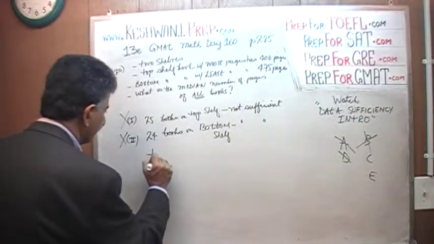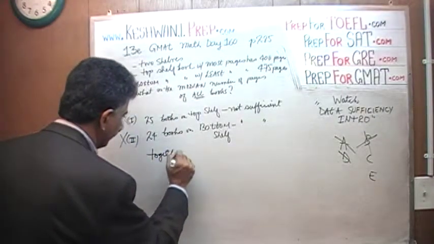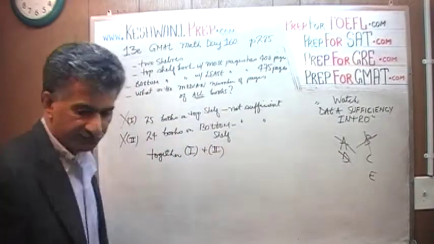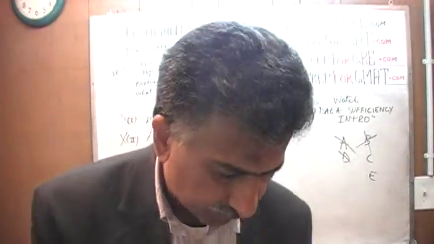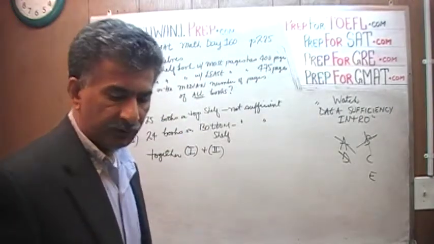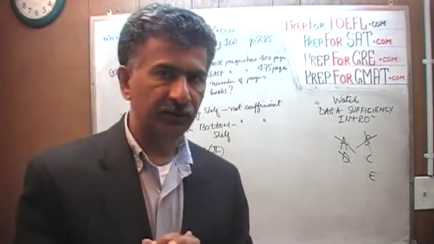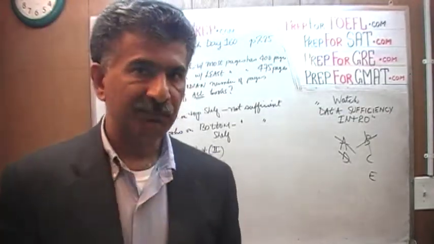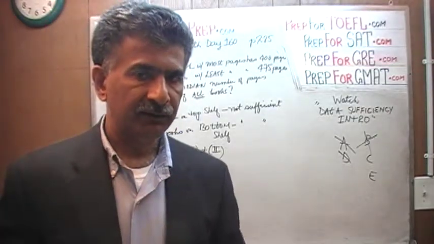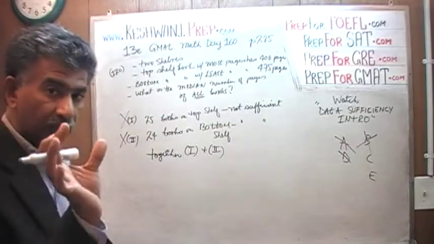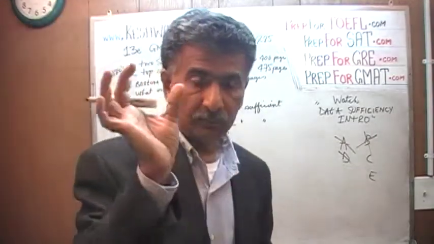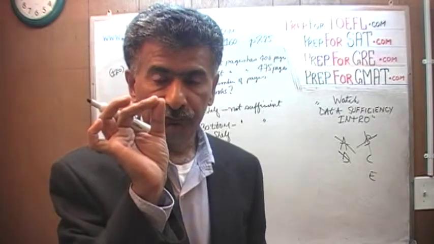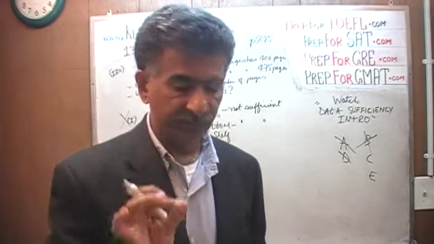Let's put them together. When we put statement 1 and statement 2 together, now we know that there are 24 books on one shelf and 25 books on the other shelf. There are altogether 49 books total, which means the median is going to be such that there are 24 books to the left of it and 24 books to the right of it. 24 plus 24 is 48, and then the 49th book is the middle book, the 25th book.